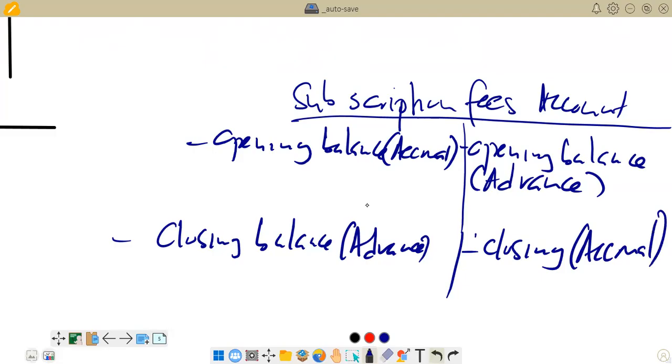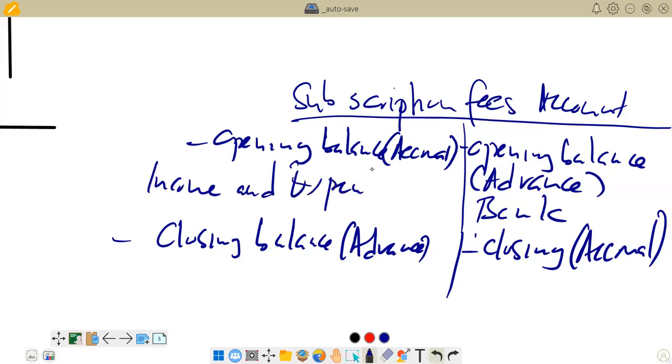Then you're also supposed to know that any subscriptions received through the bank, so the bank will come here on the credit side. That's where we are going to have any subscriptions we receive. Then an amount that is going to be transferred to the income and expenditure will come on the debit side. So you can just take note of this when we are preparing this subscription fees account. So this is what we have.